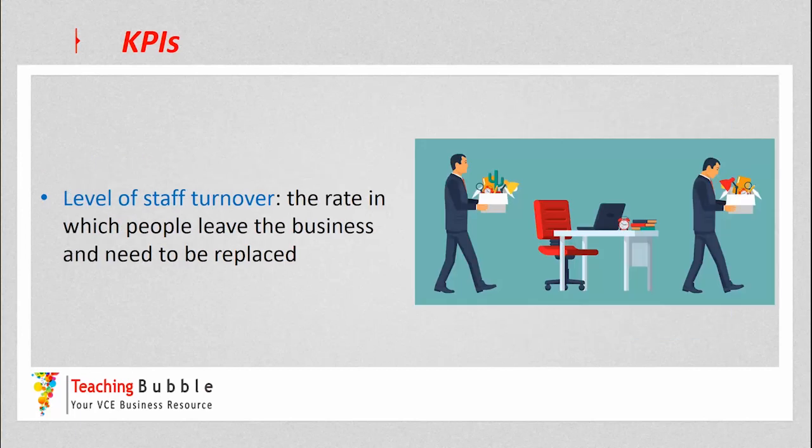So we now move to the level of staff turnover. So this measures the rate in which people leave the business and need to be replaced. So this can be a really good indicator, another indicator to measure staff morale within the business. So if the level of staff turnover is really high, it might indicate that the employees are unhappy while working at the business or again feeling unsafe or anything like that and they want to get out.